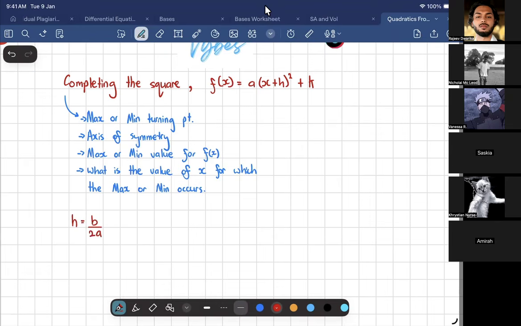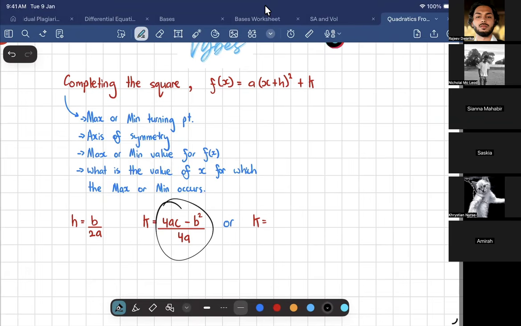Does anybody know what k is equal to? Formula for k? Let me know, guys. 4ac minus b squared over 4a. Right, some students would learn this as 4ac minus b squared all over 4a. Does anybody know the alternative one? Okay, Sienna, you there? Sienna, let me know if you're there. Yes, sir. Right, so Sienna, you told me this, right? 4ac minus b squared over 4a.